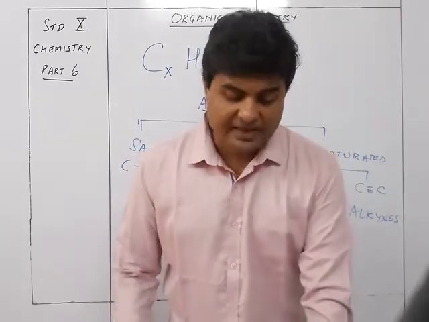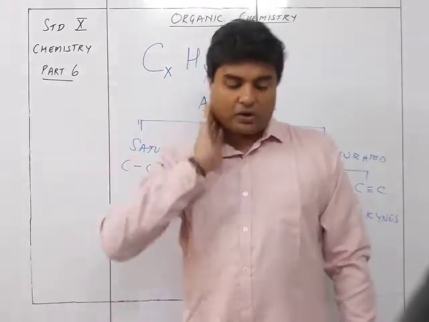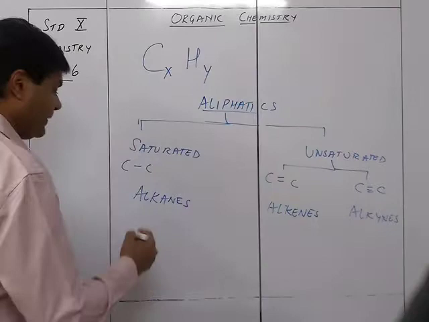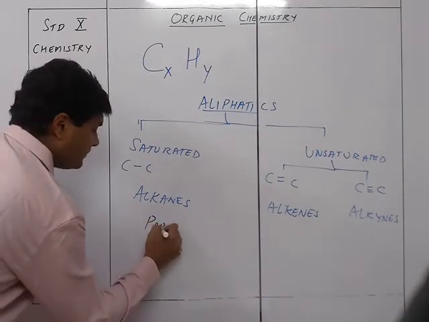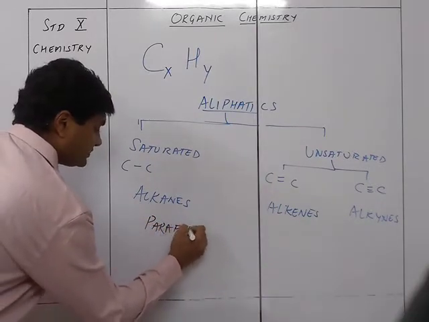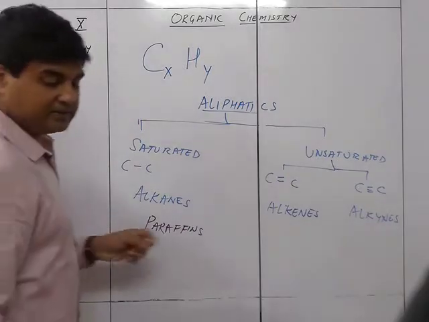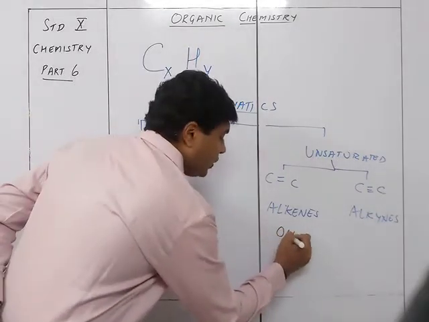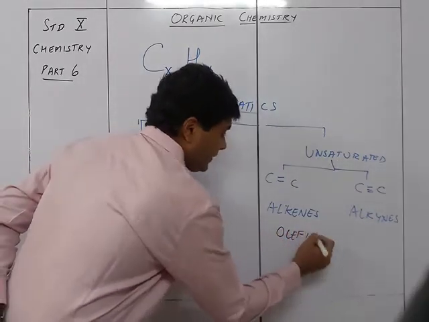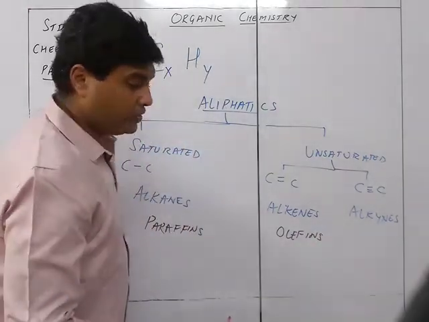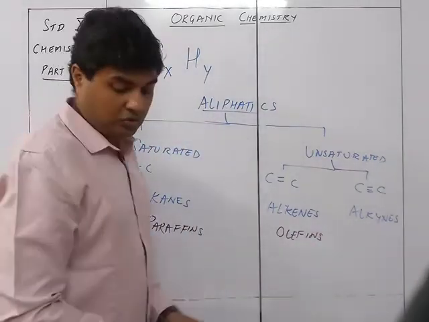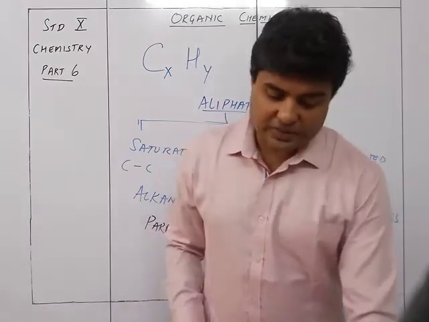Accordingly, we can see that alkanes are also called paraffins. Whereas the alkenes are called olefins, and the alkynes do not have a specific name. So there are the alkanes, which are paraffins.